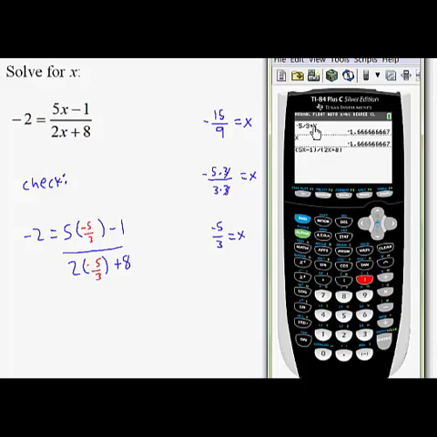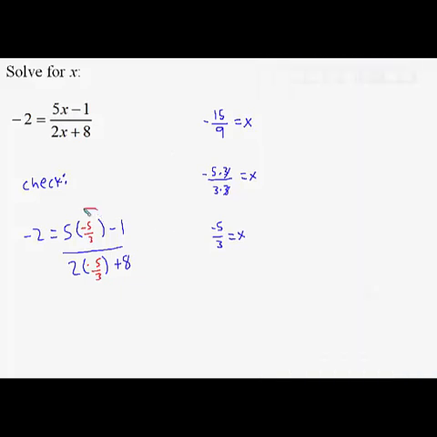So for x being negative 5/3, this comes out to be negative 2, if I press enter. And what that means is that all of this, my calculator just told me, comes out to be negative 2. So on the right hand side I get negative 2, and on the left hand side I get negative 2. So this is a true statement, so that validates this solution. It checks, so to speak.